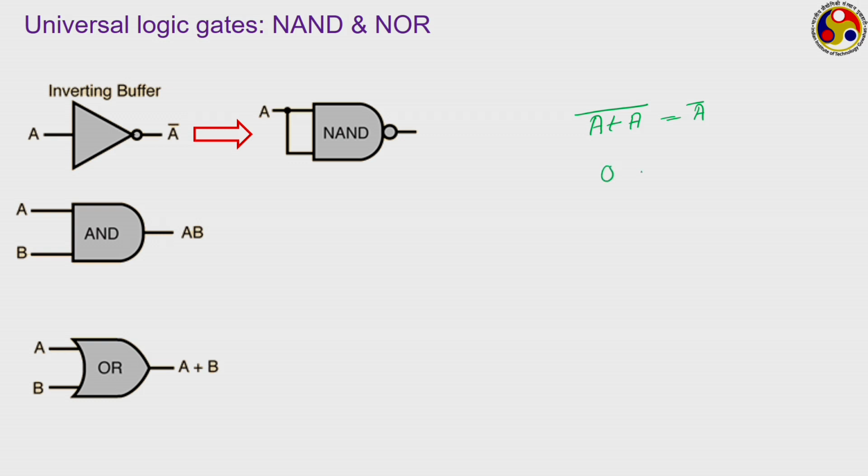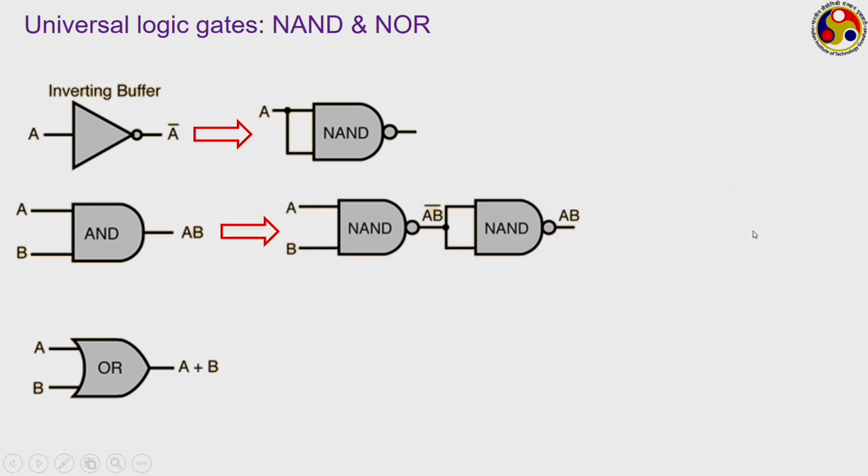If A is 0, then you are having 0 and 0, and so your output is going to be 1, whereas if A is 1, you are going to have 1 and 1 supplied to the NAND, and your output is going to be 0. That is what your NAND is giving. Now, let us see how we get the AND operation.